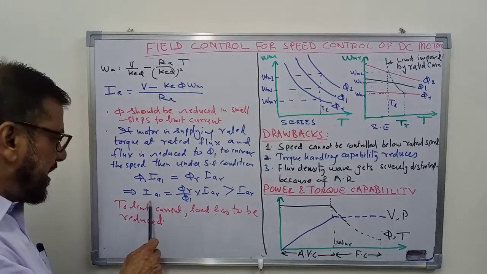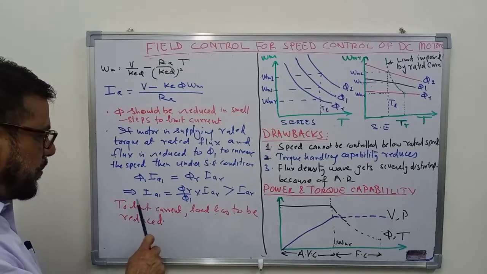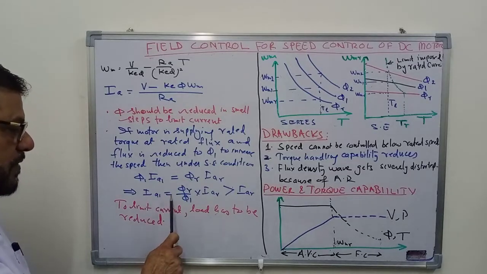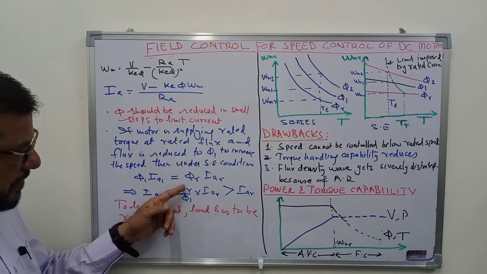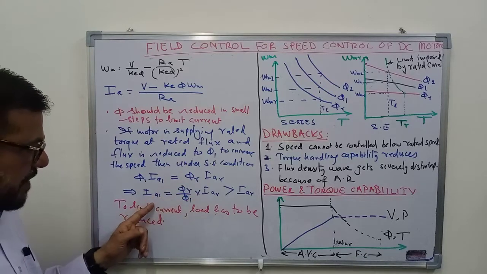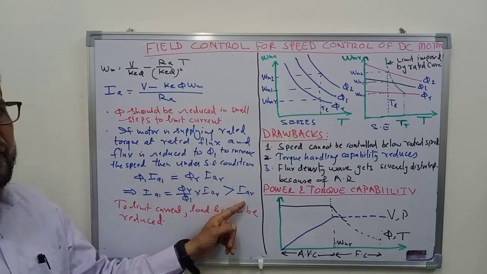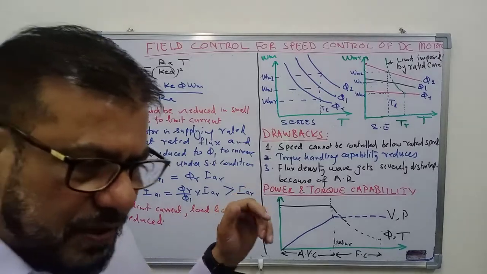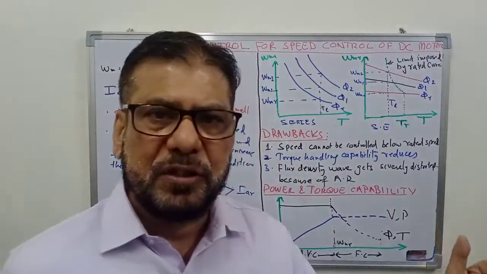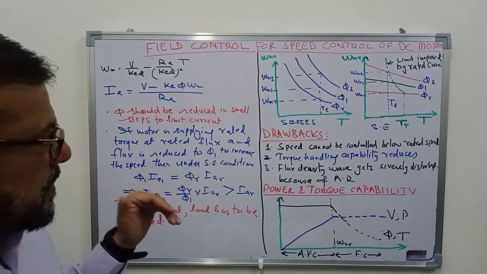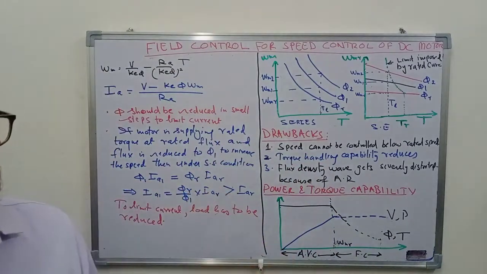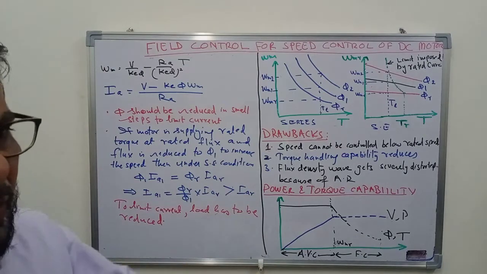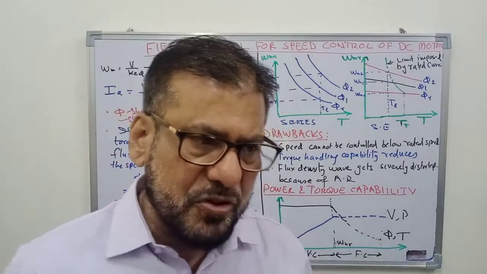This means that the current the motor will now draw, Ia1, will be equal to phi r upon phi 1 into Iar. As phi 1 is less than phi r, Ia1 will be more than Iar. This means that current will be more than the rated current of the motor. And you cannot pass a current higher than rated current for a long time, because it will cause overheating in the armature winding.